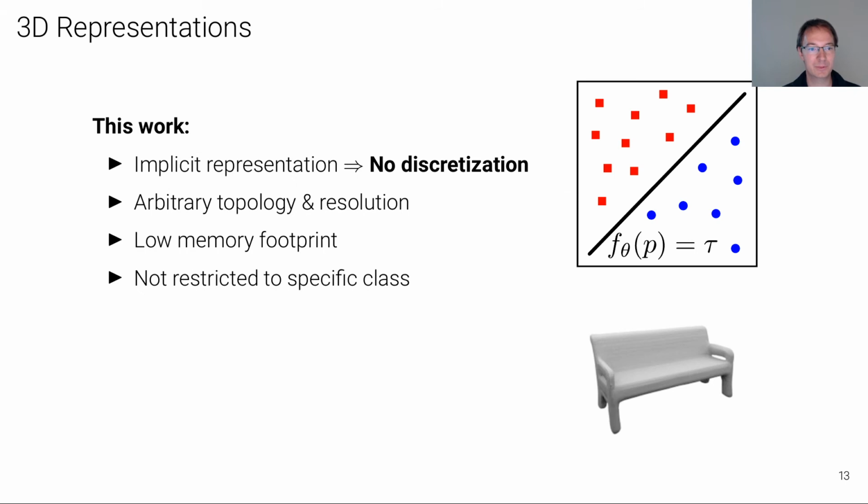In this work, we were wondering, is it actually really necessary to discretize space, as in all these three aforementioned representations that I've shown you? What we do in this work, instead of using an explicit output representation, is propose an implicit output representation that does not require any discretization. It can therefore model arbitrary topology and, in theory, at arbitrary resolution. It has a comparably low memory footprint and is not restricted to specific classes or categories for which templates are available.